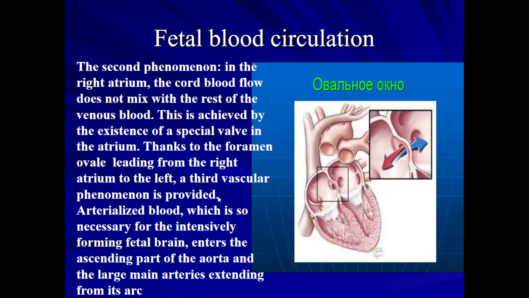And the third vascular phenomenon is provided. Arterial blood, which is so necessary for the intensively forming fetal brain, enters the ascending part of the aorta and the large main arteries extending from its arch.